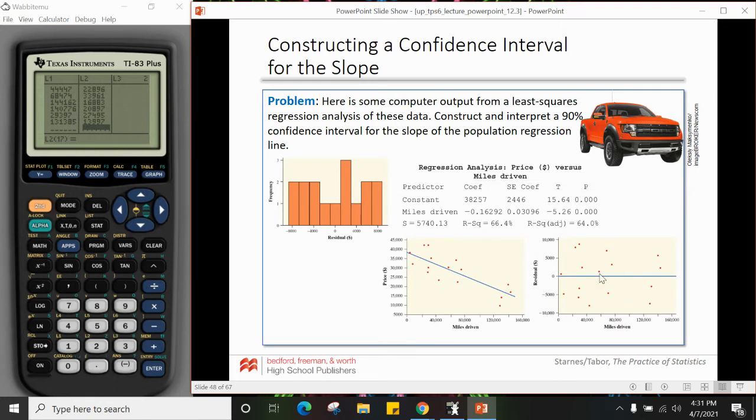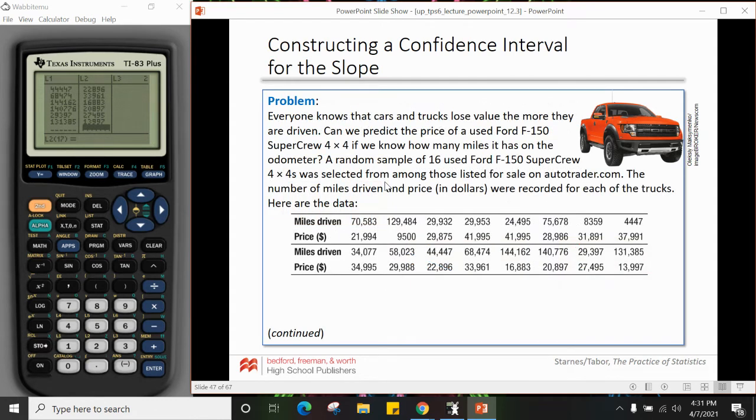We'll skip independent for right now. The normal statement, like I said, this is approximately normal. So the residual histogram plot is approximately normal, so we're good there. I believe it says a random sample of 16, so that's the random right there.